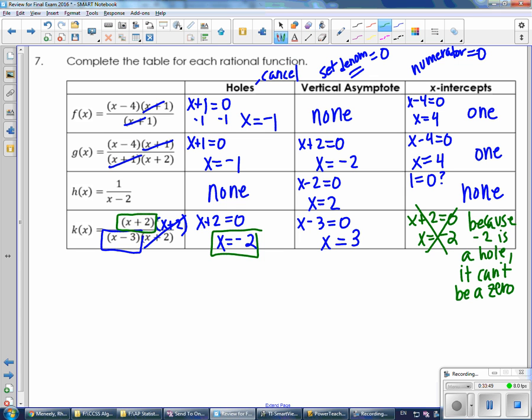Okay? So there would be no x-intercepts for that one.